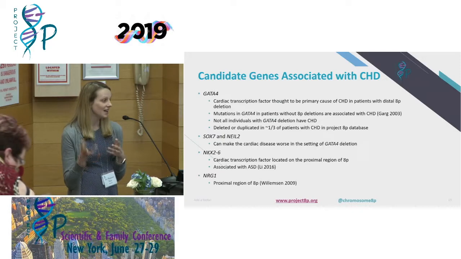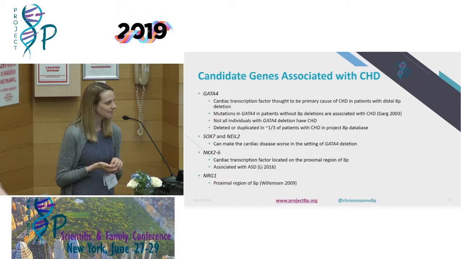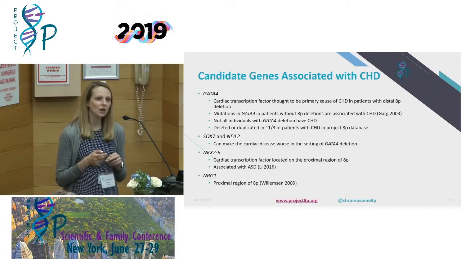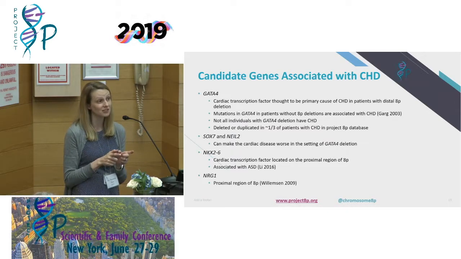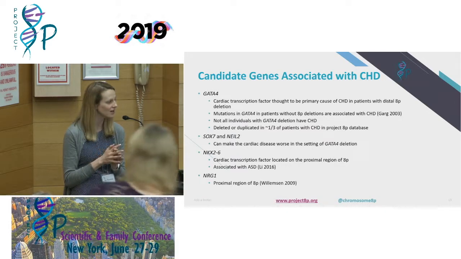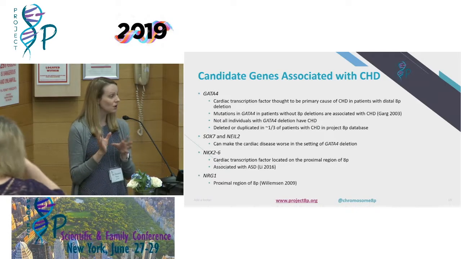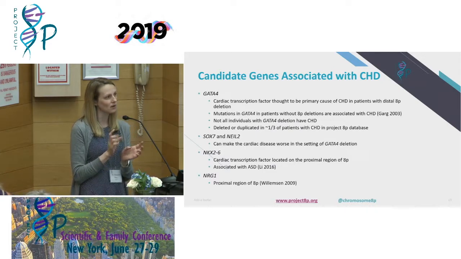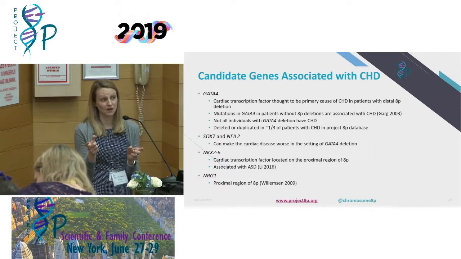As I mentioned, in our database, it was deleted or duplicated in about a third of the patients with congenital heart disease. There is some literature looking at two other genes, SOX7 and NEAL2, and basically what people have seen is if they're involved in the deletion, in addition to GATA4, those patients have more severe congenital heart disease than if you just have a GATA4 deletion. GATA4, SOX7 and NEAL2 are on the distal end, the far end of 8P, but we know that patients who have deletions or duplications on the proximal, the closer end of 8P, can also have congenital heart disease.